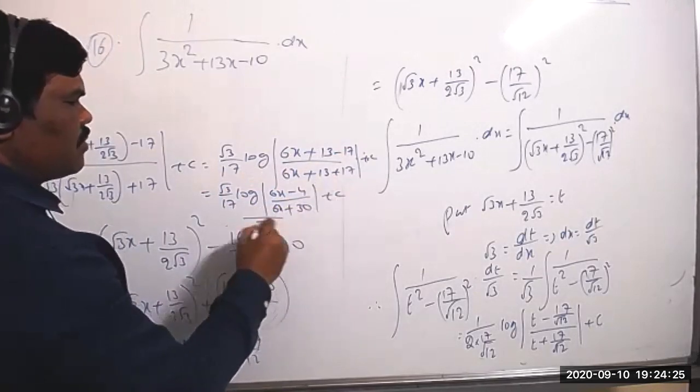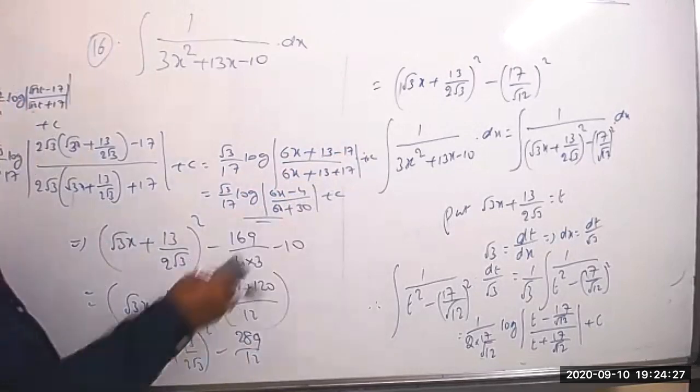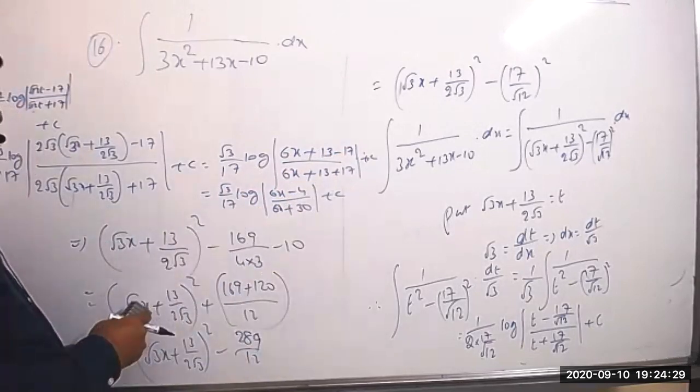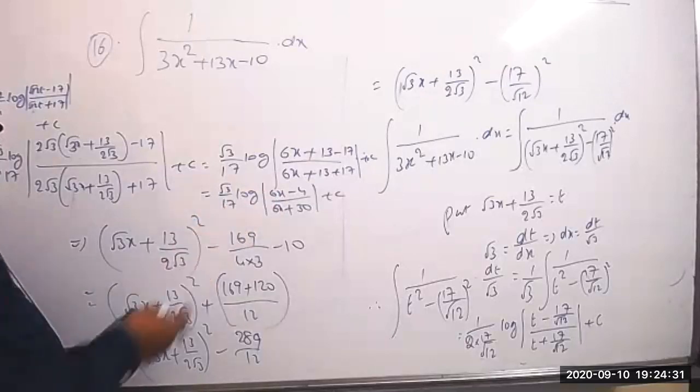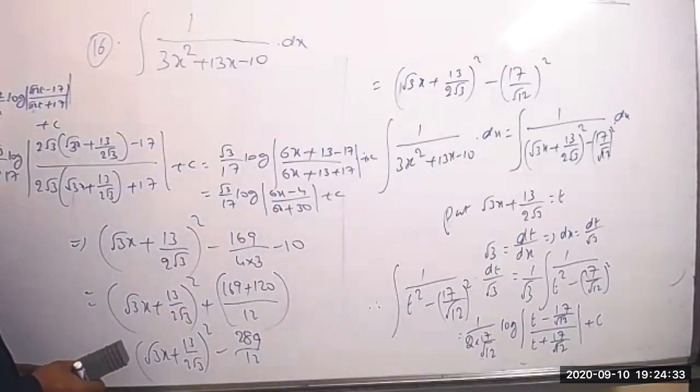c. If you want, you can take 2 as LCM, you can take 2 common also. Suppose if we take 2 common, then what are we getting? 3x minus 2 by 3x plus 15. That also, if you want, you can write.